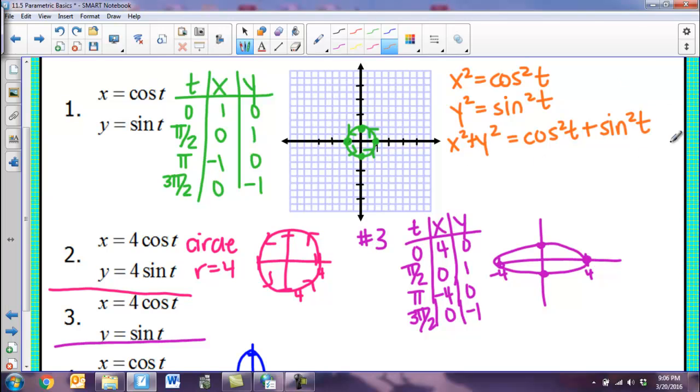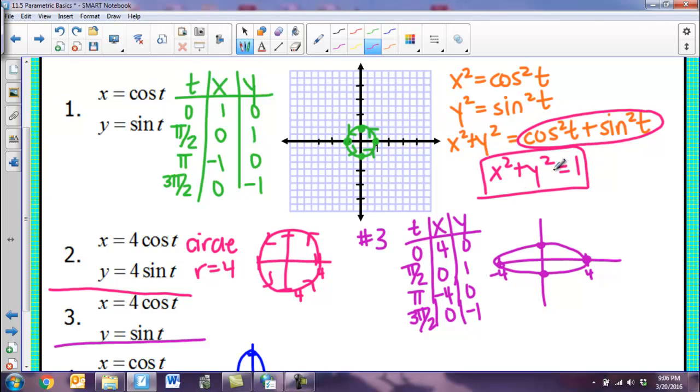And if you remember this right here, this is a trig identity that we know. Cosine squared plus sine squared is always equal to 1. So I'd have x squared plus y squared equals 1. That's in rectangular form. There's no more t's in my equation. And I would recognize from the conic section that this is a circle with radius of 1. Well, if I look at this thing, this looks like a circle centered at the origin with radius 1.